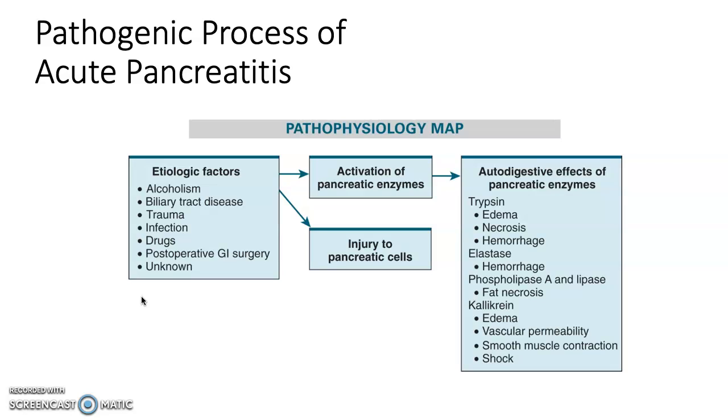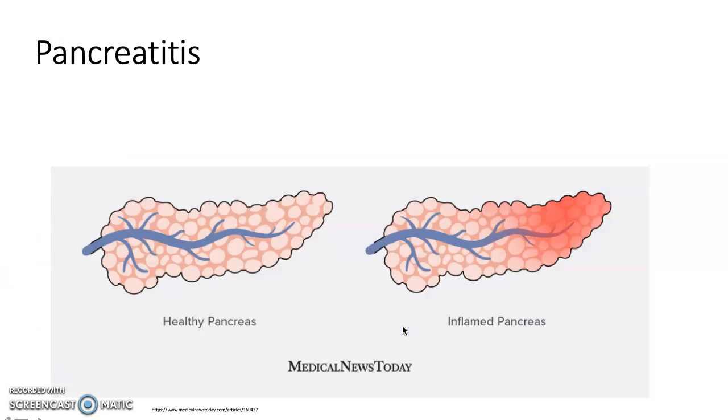So precipitating factors include trauma, alcohol use, like I said, biliary tract disease, viral or bacterial disease, hyperlipidemia, hypercalcemia, cholelithiasis, hyperparathyroidism, ischemic vascular disease, and peptic ulcer disease. So with acute pancreatitis, the most common symptom you're going to see is abdominal pain.